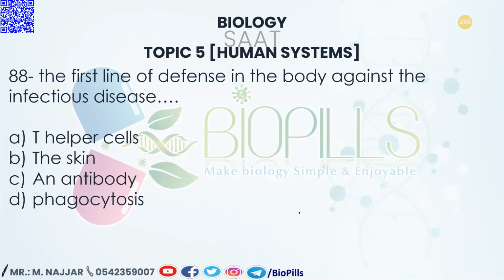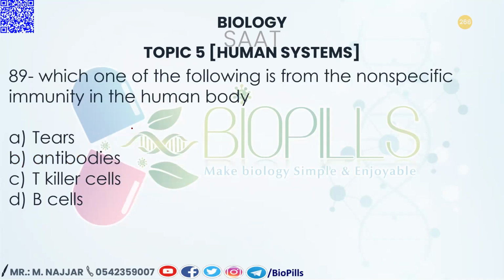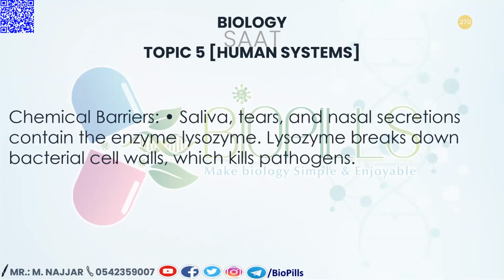88. The first line of defense in the body against infectious disease is the skin. Yes, the first barrier, a physical barrier. Which one of the following is a form of non-specific immune response in the human body? Tears. Antibodies are specific, sure. T killer cells as well, and even the B cell. But tears are a non-specific immune response.